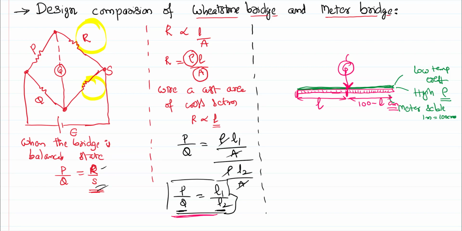So our formula will become P by Q equal to L by 100 minus L, where L is measured in centimeters. So we are going to simplify this. Instead of R and S, we have L and 100 minus L. So there must be P and Q somewhere. Where do we have that P and Q?